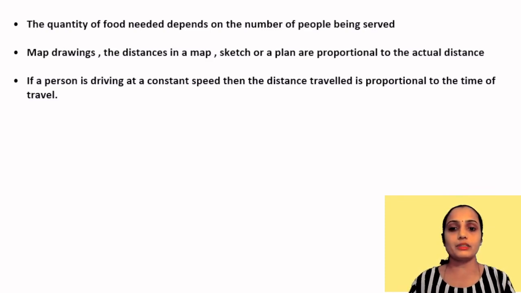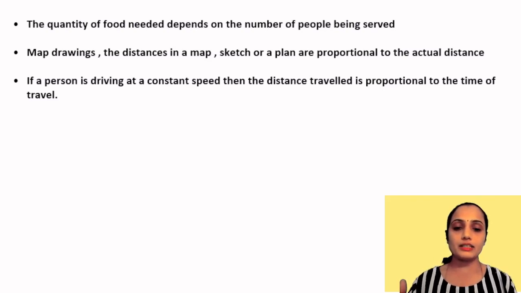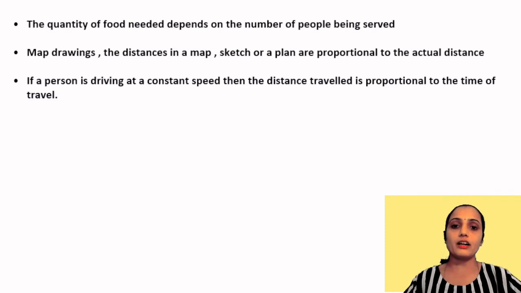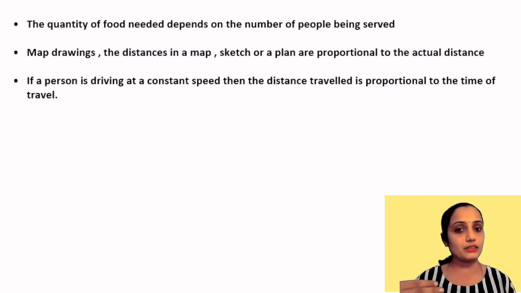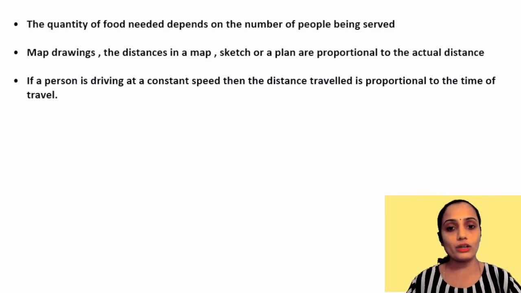The third example, let's say a person is driving at a constant speed. The speed is not varying here. We are assuming that the speed is constant. So if the time increases, he is driving, and in 1 hour if he covers 60 kilometers, in 2 hours he will proportionally cover 120 kilometers. So as the time increases, the distance has also increased.